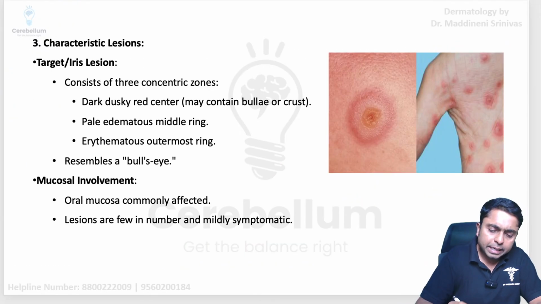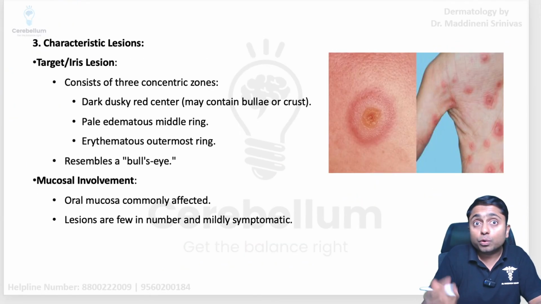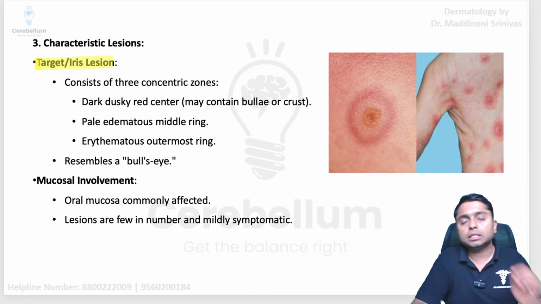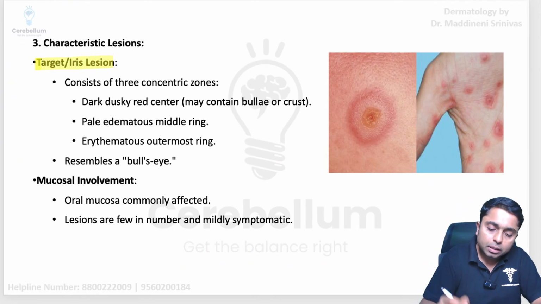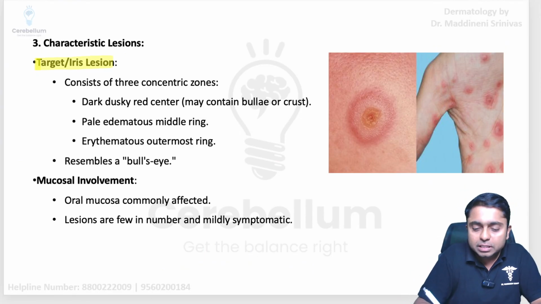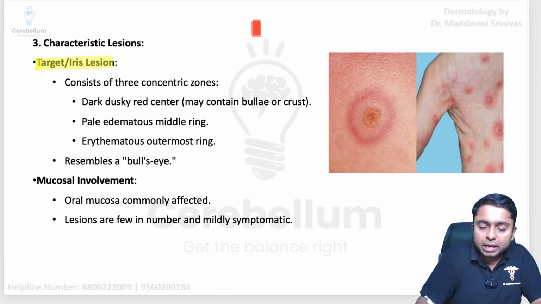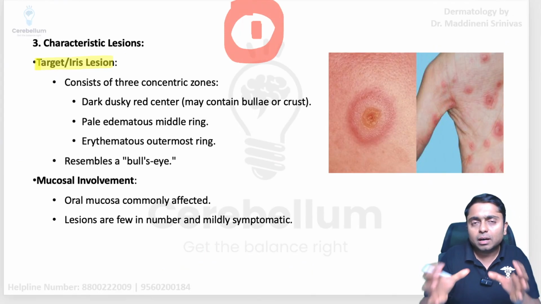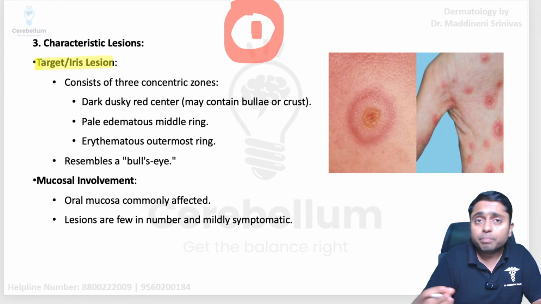So next is the characteristic lesion. Remember, this target or iris lesion, very important term. You need to remember, why is it called a target lesion? Because you might have played this dart game in which there is going to be a target where there will be a central red zone followed by a peripheral red zone followed by an intermediate white zone.